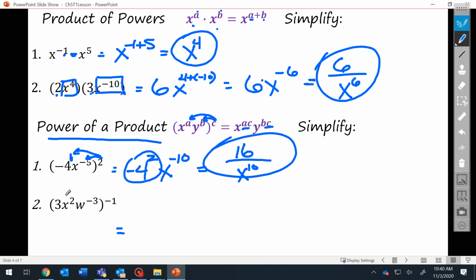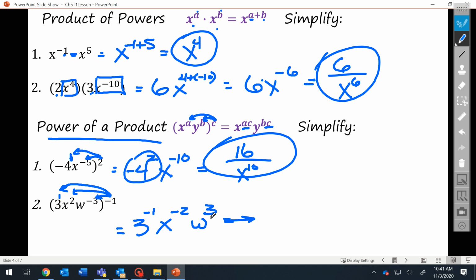Number 2, so you can view this as 3 to the first power, x squared, w to the negative 3rd power. So this negative 1 will get multiplied by each power. So it's 3 to the 1 times negative 1, so 3 to the negative 1, x to the 2 times negative 1, so x to the negative 2, and the w, negative 3 times negative 1, is positive 3.